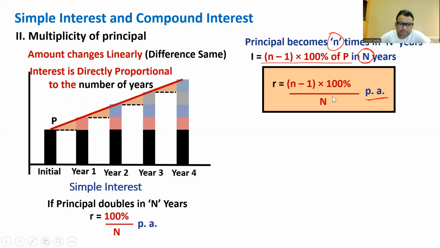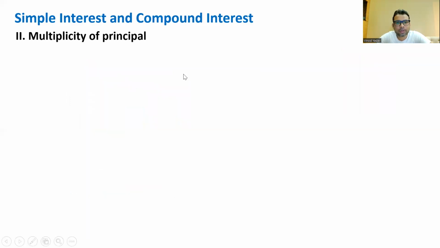Specifically for doubling, if money doubles, n is 2. So 2 minus 1, 1 into 100 divided by N. So if it doubles in 5 years, rate of interest is 100 by 5, 20%. If it doubles in 10 years, 100 divided by 10, so 10%. Got it? All right.